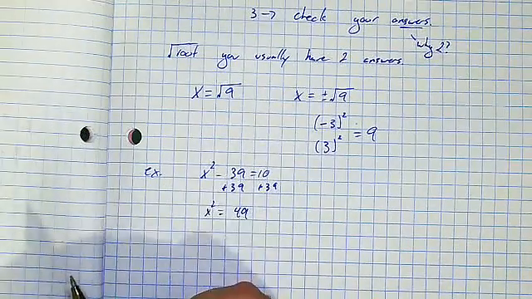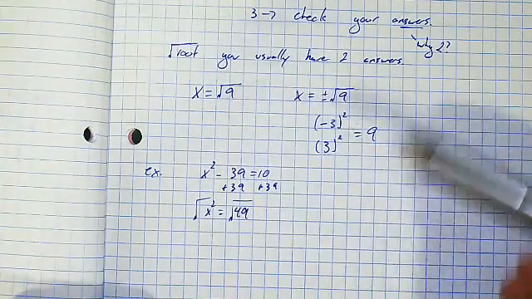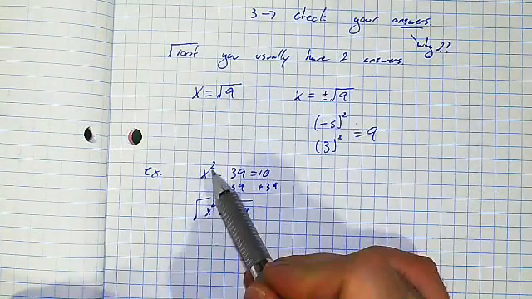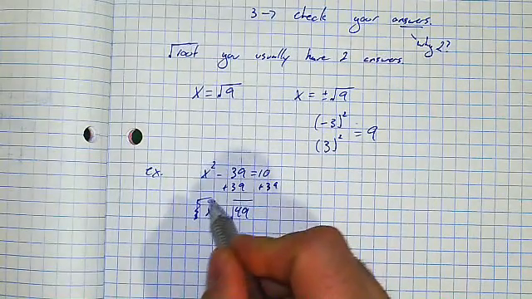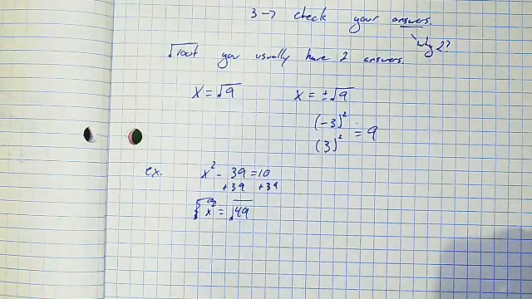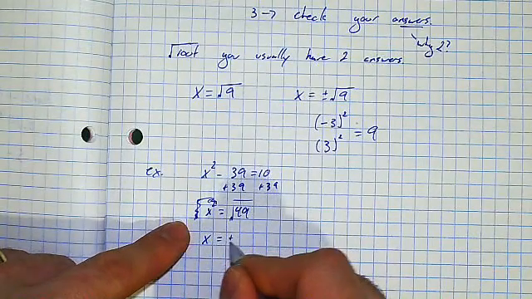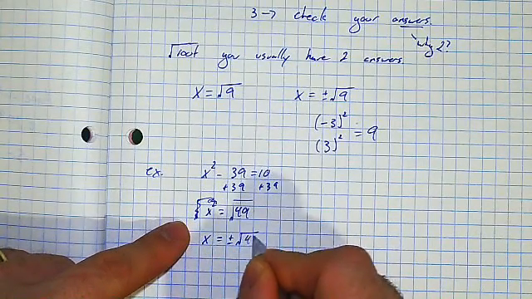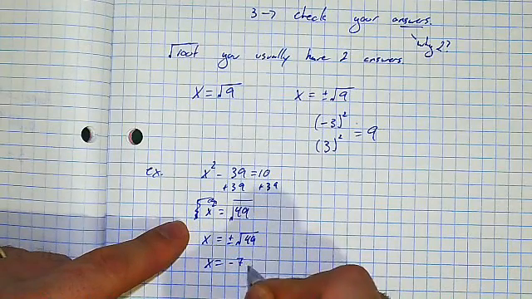You're going to take the root of both sides. So square root, square root. In almost all of these situations, you're going to have an x squared. That's the reason why we're taking the square root, so we can cancel out our squared x, and what we're left with is x equals plus or minus the square root of 49. So x can be either negative 7 or positive 7.